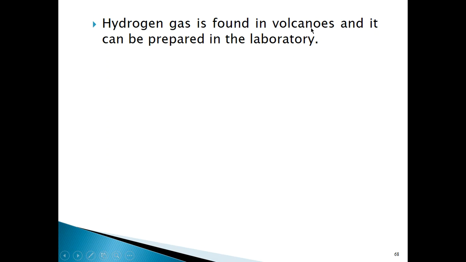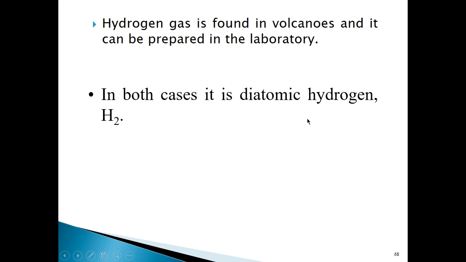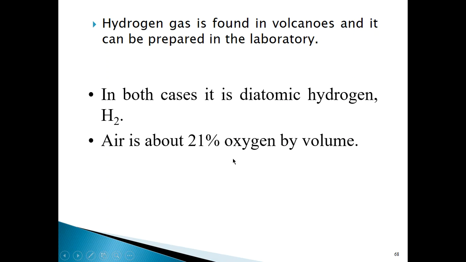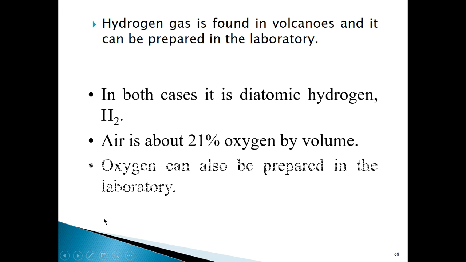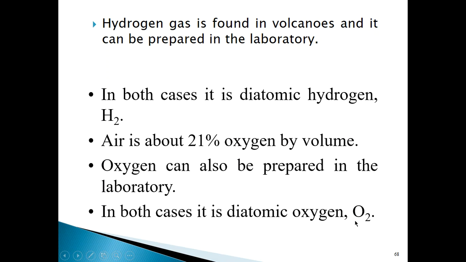Hydrogen gas can be found in volcanoes and also can be prepared in a lab. In both cases, it exists again as the diatomic form. Air is about 21% oxygen by volume, and oxygen can also be prepared in a lab, and oxygen also exists as a diatomic molecule, right?